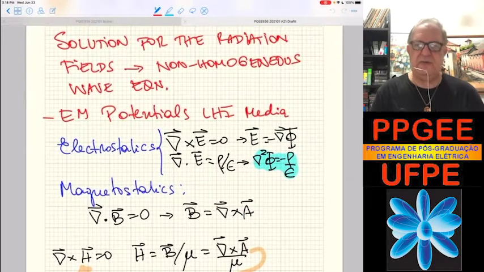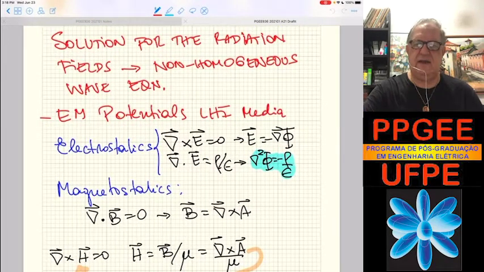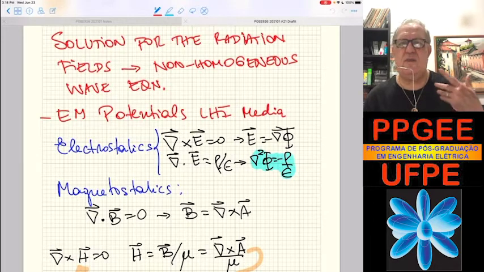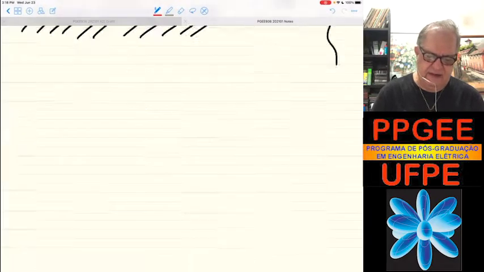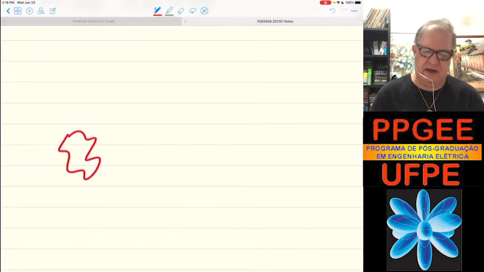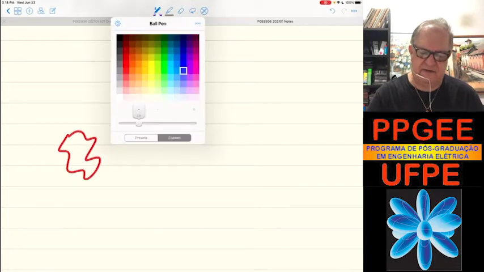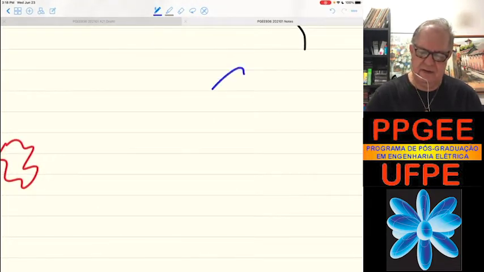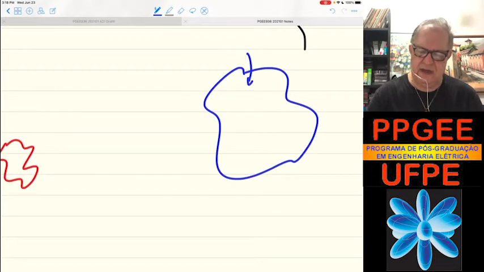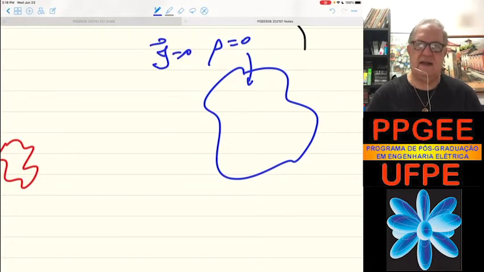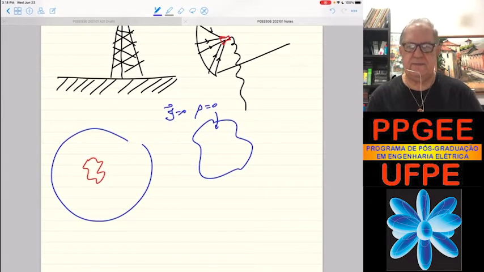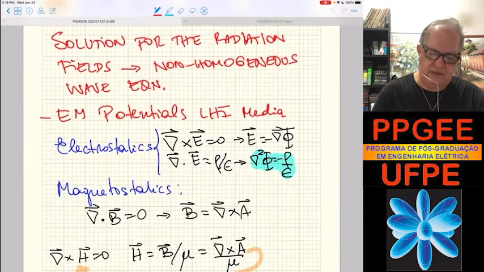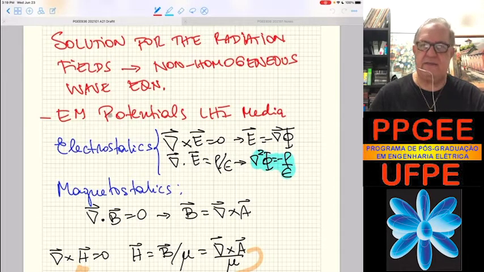So the solution for the radiation field is obviously no longer going to be a homogeneous solution, right? Before we said, well, we have a charge fluctuation here and we want to observe the effect far away, in this region here where we don't have charge, we don't have current. Now we want to consider the inclusion of the current and the charges. So in doing that, we are going to deal with electromagnetic potentials.